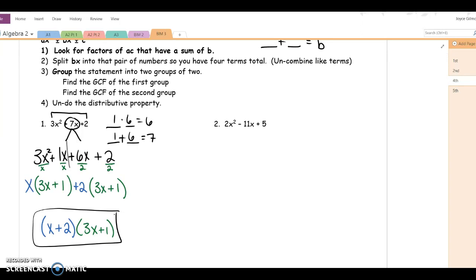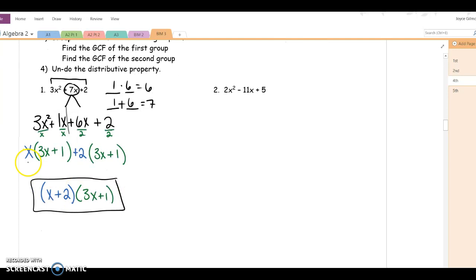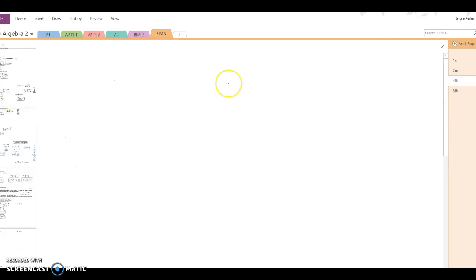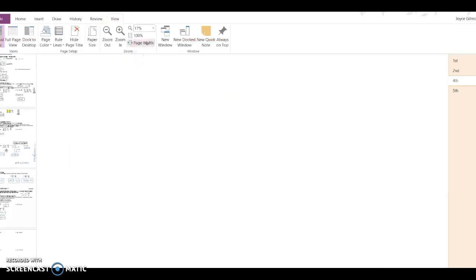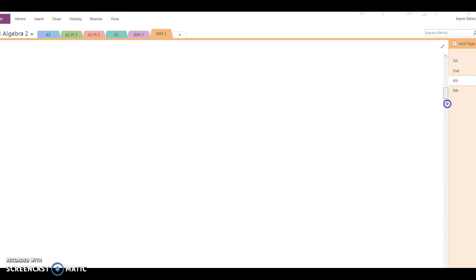X plus 2. This line is the distributive property written out. If we did x times the green parentheses, that's what's written here. And then we did 2 times the green parentheses, that's what's written here. So we're just collapsing that back down into the x plus 2 and the 3x plus 1. Number 2, we're going to start the same way, on the correct page preferably.